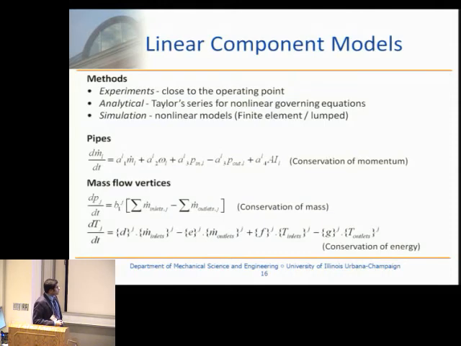First of all, we have pipes. Pipes refer to those special elements of the graph that I showed before. The governing equation here is the conservation of momentum. As you see, it's a first order linear differential equation, which is what we want. We are deriving linear models. The next component is the mass flow vertices, which correspond to the junctions. There we have the conservation of mass and conservation of energy.